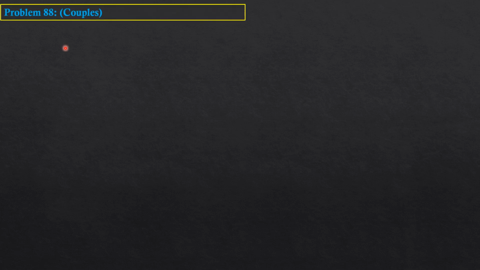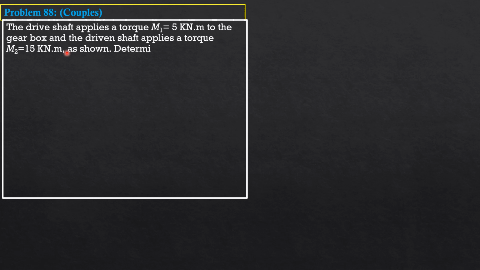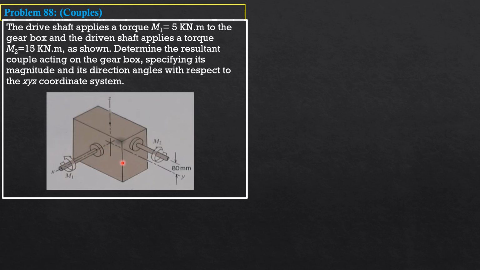So here is a problem on couples. The drive shaft applies a torque M1, which is 5 kilonewton meter, to the gearbox, and the driven shaft applies a torque M2, 15 kilonewton meter, as shown. Determine the resultant couple acting on the gearbox, specifying its magnitude and its direction angles with respect to the XYZ coordinate system. So here's the given figure.